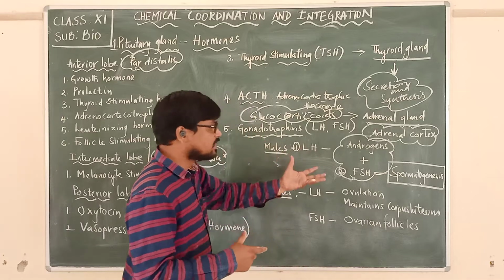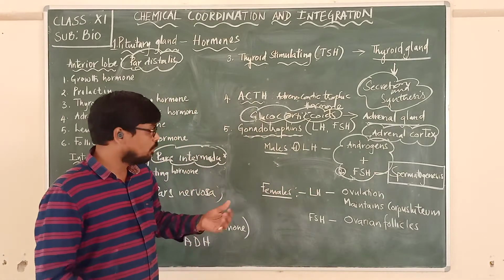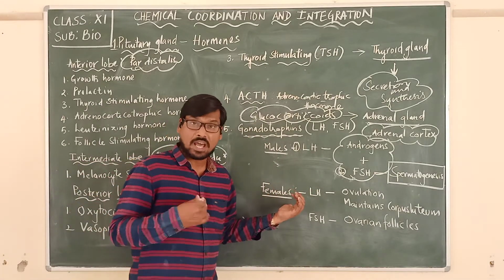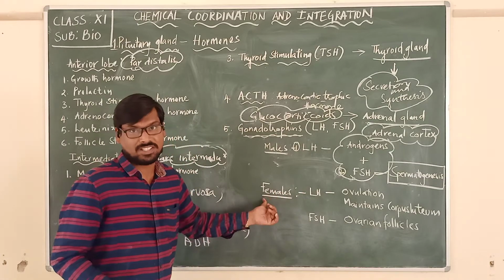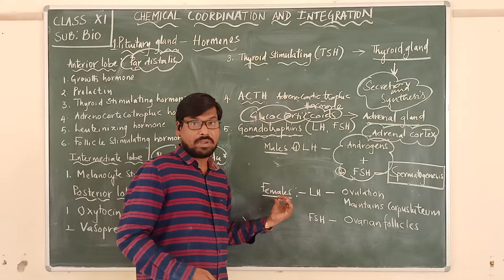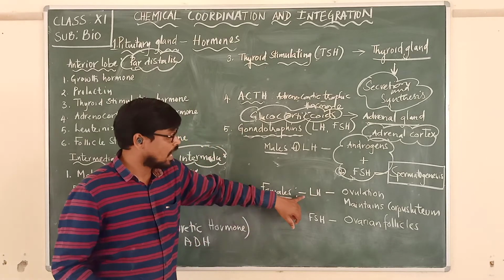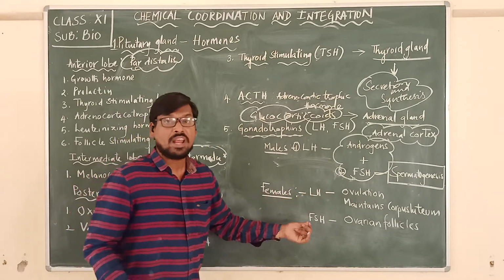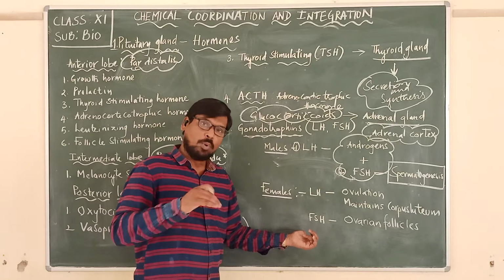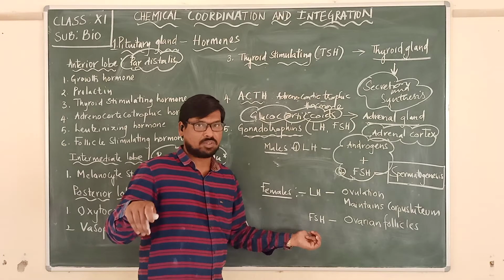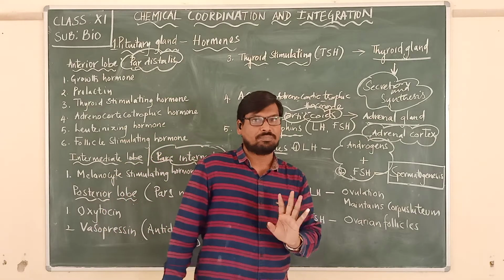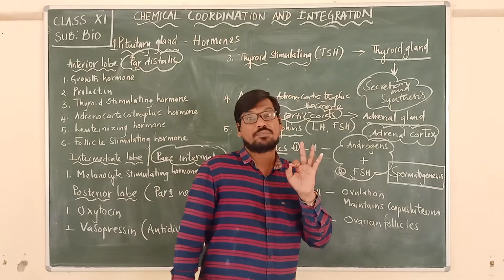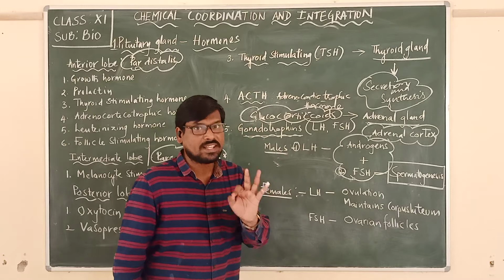These are also produced in the females. When they are produced in the females, luteinizing hormone and follicle stimulating hormone are both also produced in the females. Please remember, prolactin is produced only in the females.